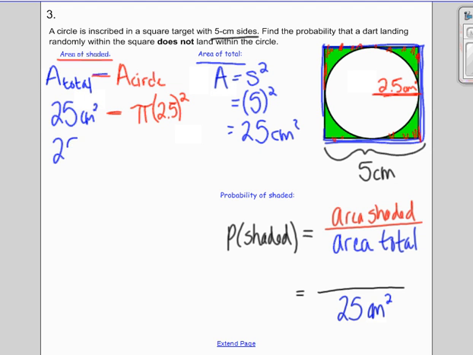So I'm going to get out my calculator and figure out what pi times 2.5 squared is. Rounding to the tenth, I got 19.6 centimeters squared. Then to find the area of the shaded, I take 25 minus 19.6 to get 5.4 centimeters squared. And that is my shaded area. That's the number that goes here in my formula.